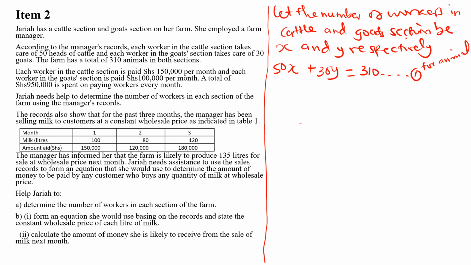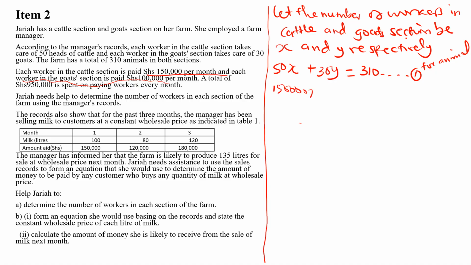Then also see the second condition they are saying. Each worker working in a cattle section is paid 150,000, and each worker working in a goat section is given 100,000. So you come here and say, how much do workers in the cattle section get in total? How much does each get?